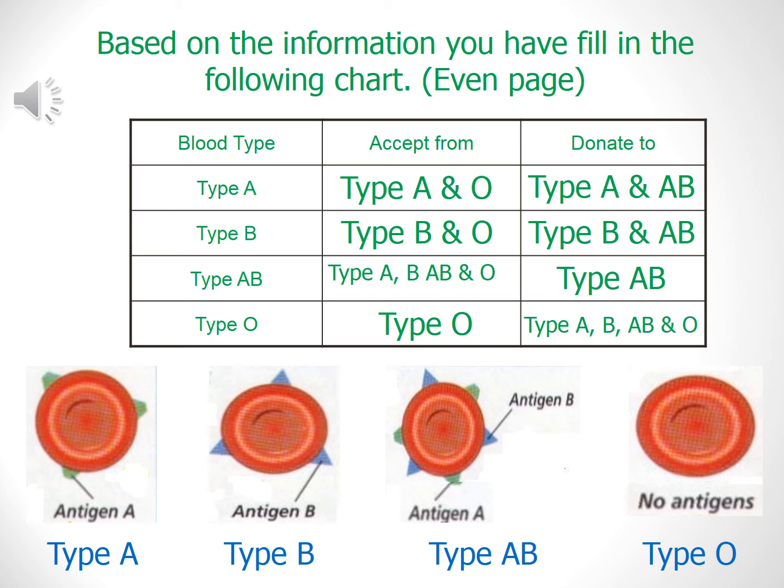Type AB can get from type AB, A, B, and O, so basically from all of them. Type O can get from type O only. To donate, type A can only donate to A and AB. Type B can only donate to B and AB. Type AB can only donate to AB, and type O can donate to A, B, AB, and O. So make sure you write down this chart in your notes.